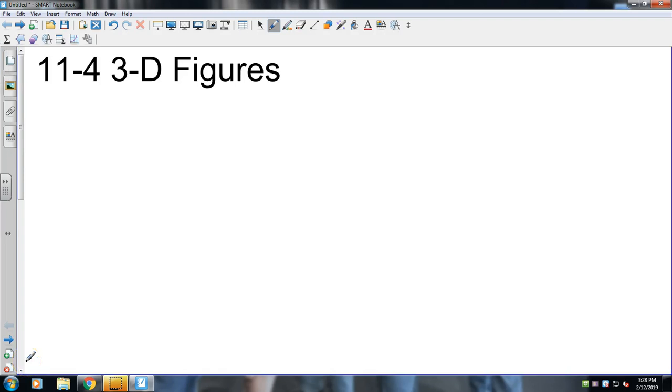Okay, Chapter 11, Section 4 for geometry. We have three-dimensional figures. What we're going to talk about a little bit is different types and different labels and different pieces of three-dimensional figures. Again, something that's going to have some depth to it, a length, a width, a height, and just be three-dimensional.